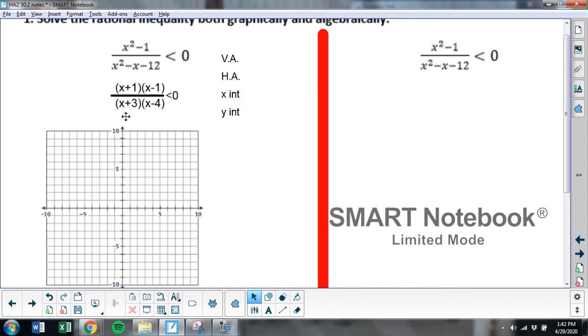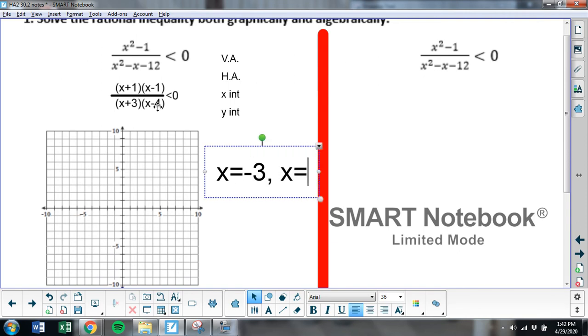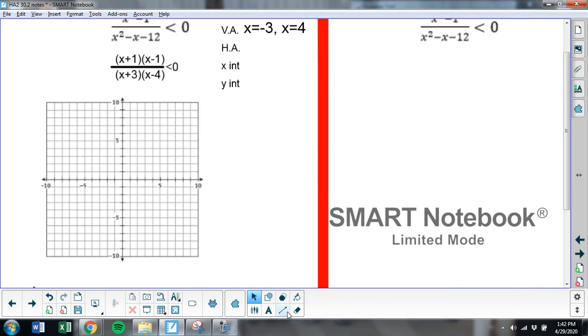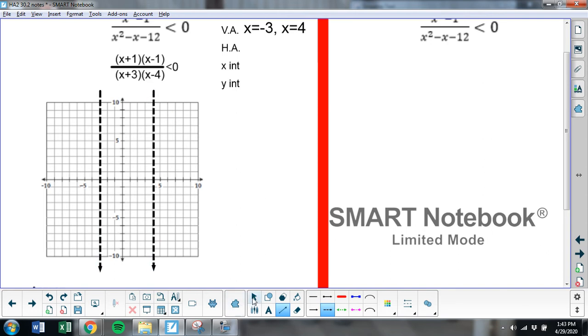So vertical asymptotes, look at your denominator. First of all, nothing cancels, so there won't be any holes. Our vertical asymptotes are going to be x equals negative 3 and x equals 4. So why don't we go ahead and plot those now? You might want to use a dotted line. You definitely do want to draw them. I just can't do a dotted line right now. I guess I could with an arrow if I want to do that. Okay, so there's my vertical asymptotes.